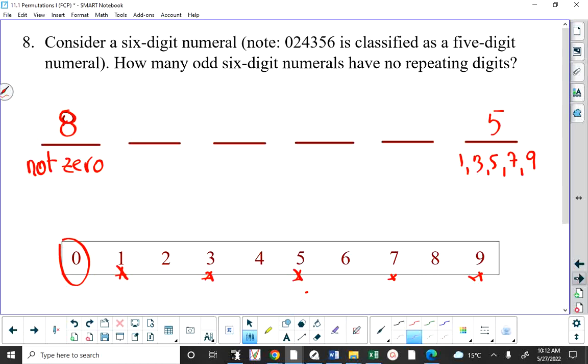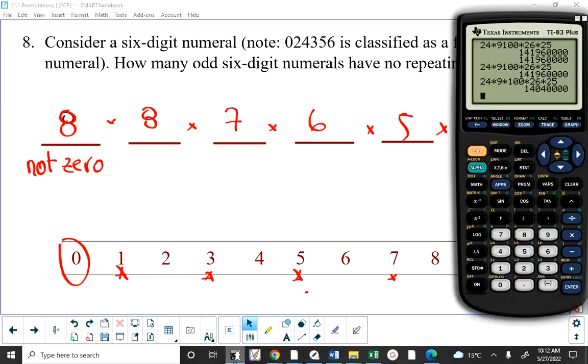Isaiah, what do you think? 8. It is 8. Because I've used an odd digit at the end, that's 1 gone. I've used another digit that's not 0 at the beginning, that's a second one that's gone. Whatever has happened, I have 8 left in the pool, and then I have 7 and 6 and 5. So if we multiply these out, we're going to get the answer. 67,200.